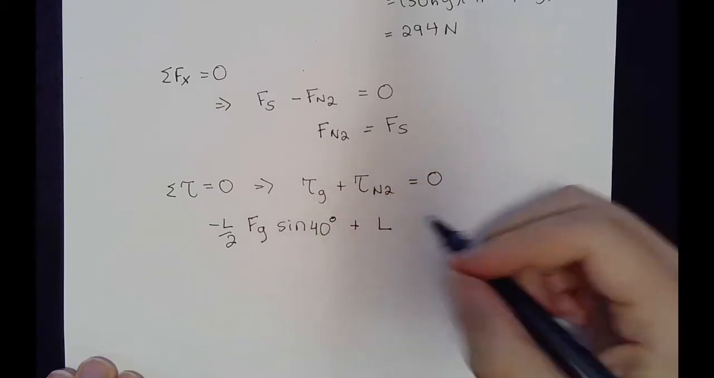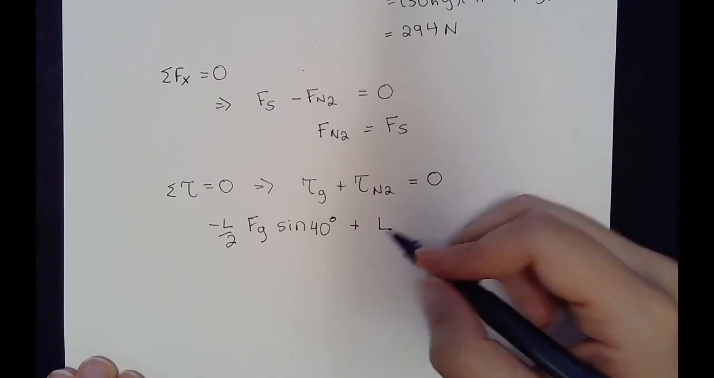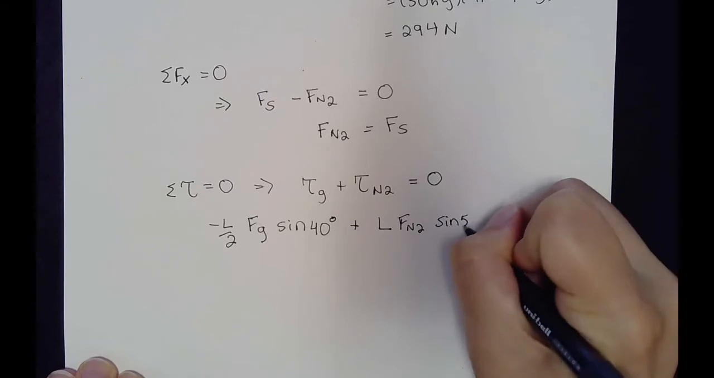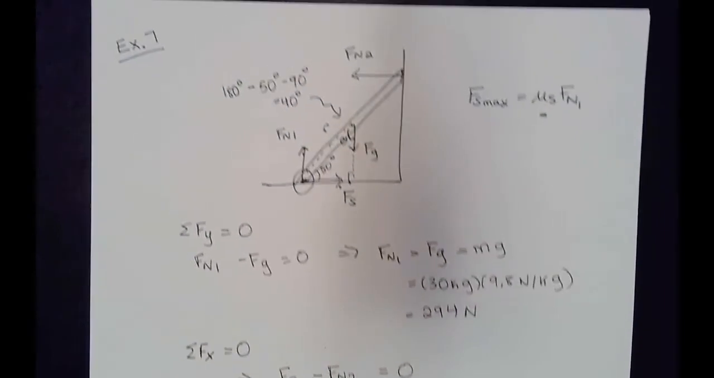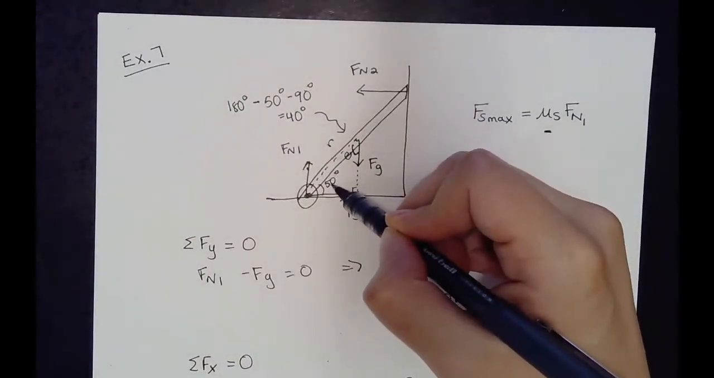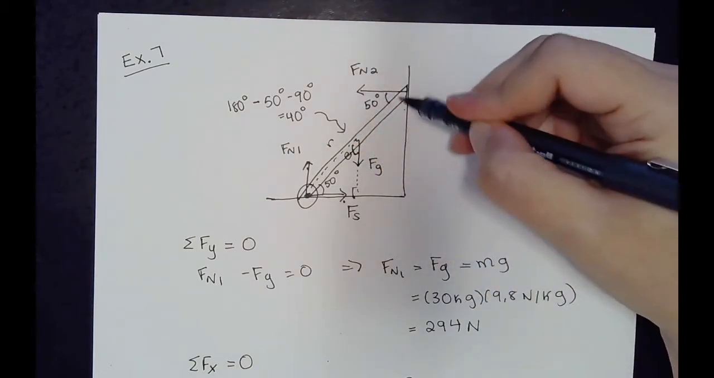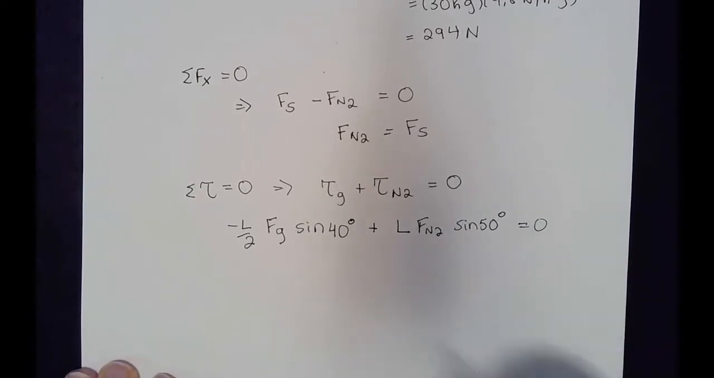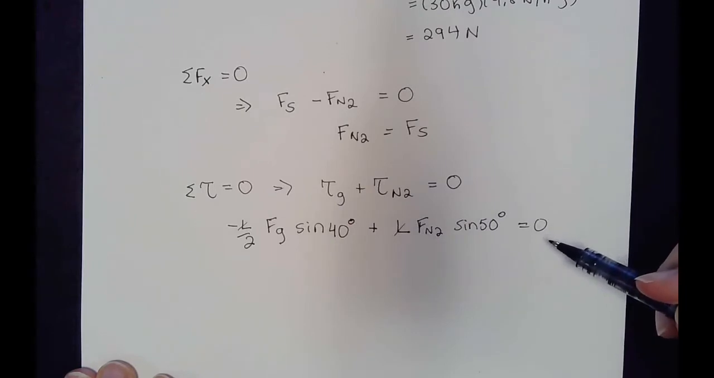Plus L, since the normal force acts at the end of the ladder, we have L, Fn2, and this torque was positive, sine of 50. And again, I'll just show you why that angle is sine of 50 when I go back up to my diagram. So this angle in here is 50, which means that we also have 50 degrees here. This angle would be 40, and then 90 minus 40 gives 50. So that's sine of 50 between Fn2 and R. Okay, and then notice L can cancel, which is a nice reason for using L in the equation.